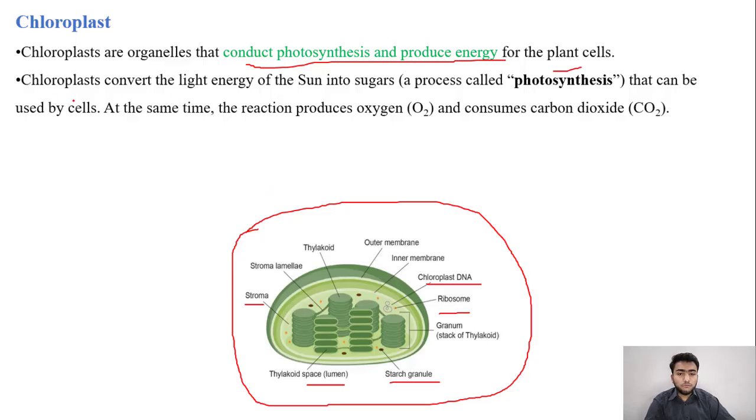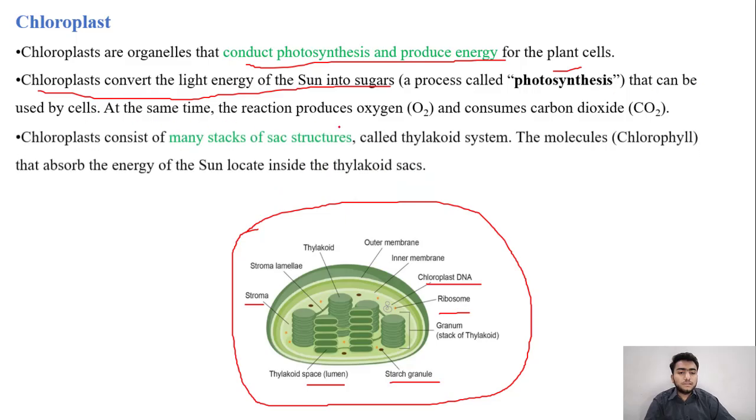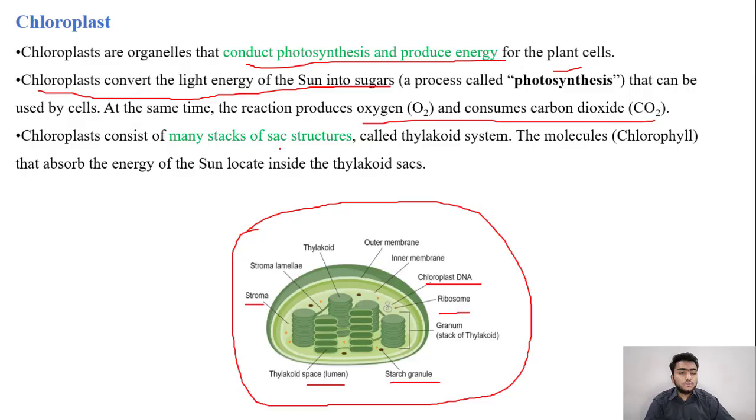is initially started off by the hitting of sunlight and excitation of an electron, and that's really the light dependent and light independent reactions. The detail is not a topic at the moment. So really, chloroplasts convert light energy of the sun into sugars that can be used by cells, and at the same time the reaction produces oxygen and consumes carbon dioxide.